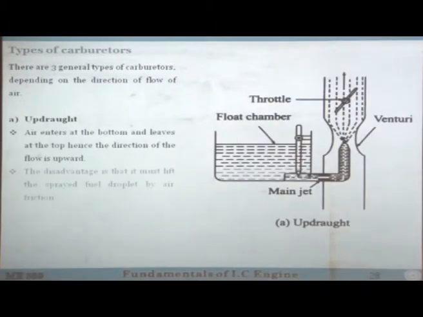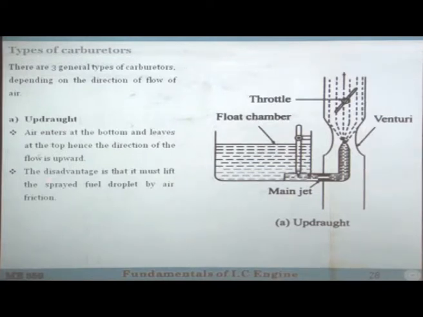There are three main types of carburetor. I will just take 2-3 minutes to finish these three types. One is the updraft type. Updraft type means the fuel is moving upward against the gravity. So, that means the pressure here reduces and now the droplets will be carried by the friction of the air on the droplet surfaces. So, the air enters at the bottom and leaves at the top, hence the direction of the flow is upward against the gravity.